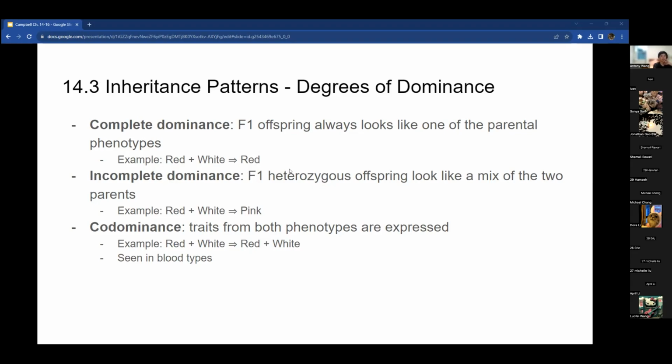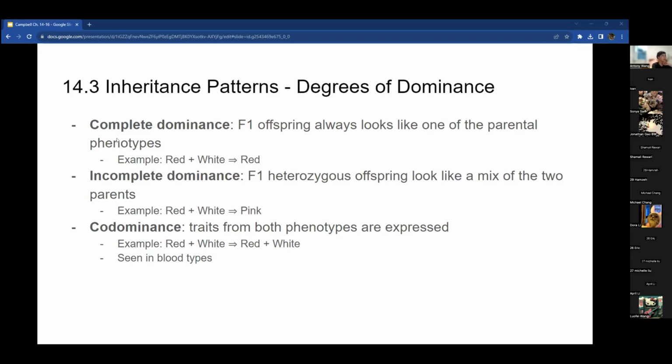Incomplete dominance, on the other hand, is kind of known as the mixing of phenotypes. So if you have a dominant red allele and a dominant white allele, if a plant has a red petal allele and a white petal allele, instead of the petal being red, all the petals will be pink. So a good way to think of incomplete dominance is a gradient of different phenotypes, right? Heterozygous offspring look like a mix of the two parents.